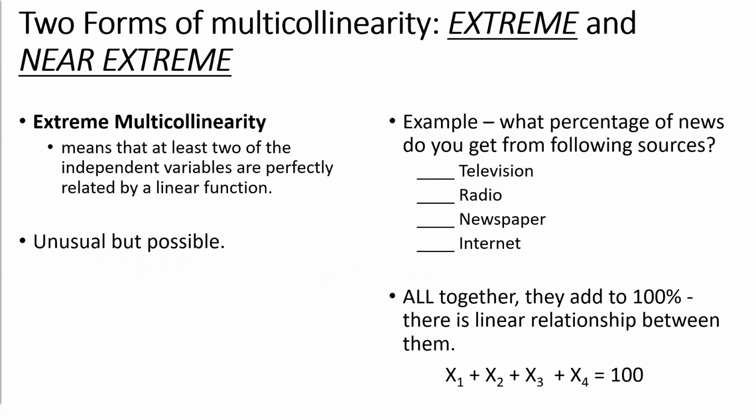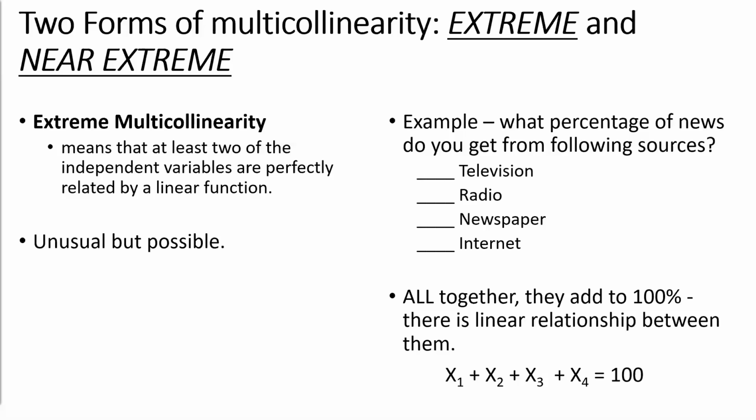And when you have extreme multicollinearity, that means that at least two of the independent variables are perfectly related to each other by a linear function. It's unusual, but it is possible for this to happen. Allison gives the example about asking people to estimate the percentages of information about current events that they get from different media sources. So the options might be television, radio, newspaper, and internet, and adding all those percentages up should equal 100, right? So all the options together equal 100%.